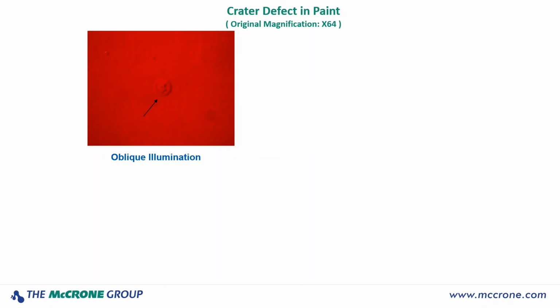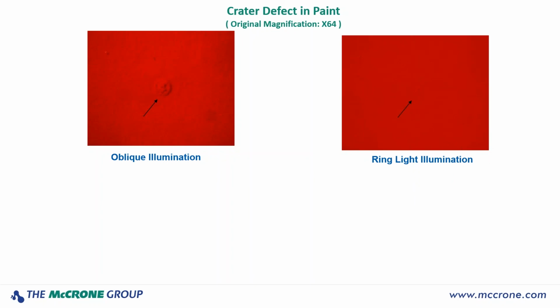So with oblique illumination, in this case the oblique light is coming in from the right-hand side of the image, and we can see that the right-hand side of the crater is dark on the inside of the wall of the ring and shadowed, and then on the other side it's not shadowed anymore, so the inside wall is brighter. And inside we can see some sort of contrast shadowing effect. But it's not a really good way to look at the crater defect in paint.